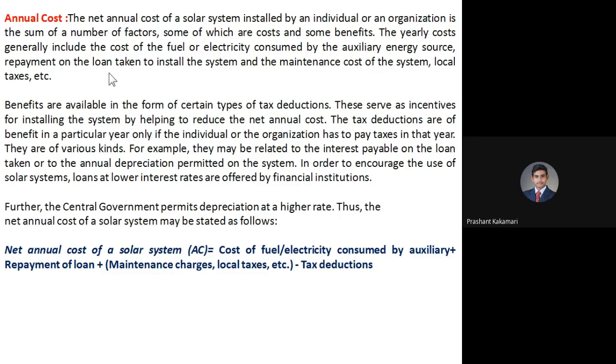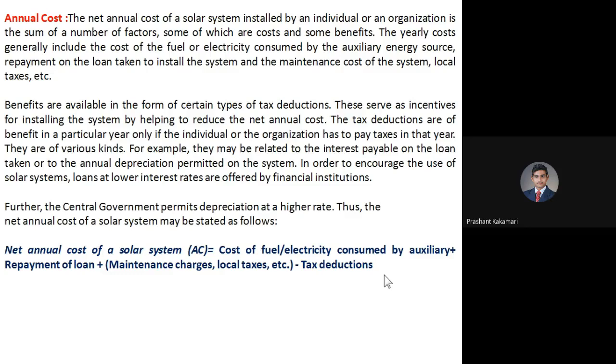Okay. Then apart from this, you can see here the net annual cost of a solar system can be found out from the cost of the fuel or electricity consumed by the auxiliary system, plus repayment of the loan after return on investment, depending upon the bonding between the customer and the company or the banks. Depending upon that, the repayment of the loan will be there, plus maintenance charges and the small local taxes required for the municipal or state government that should be paid, minus tax deductions, or minus the profit earned by the system.